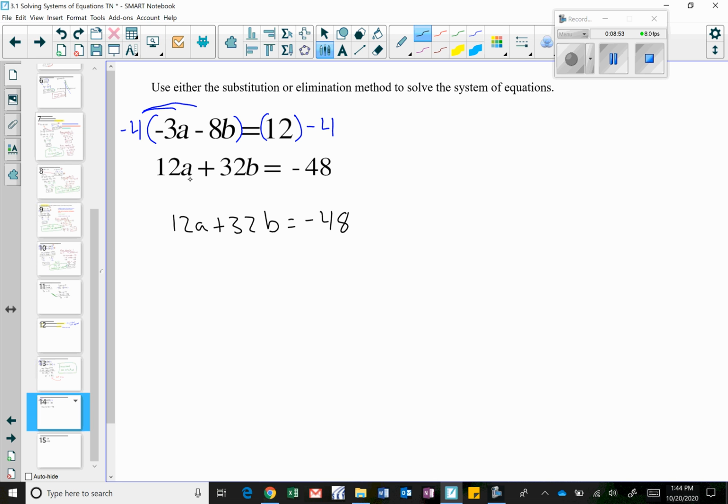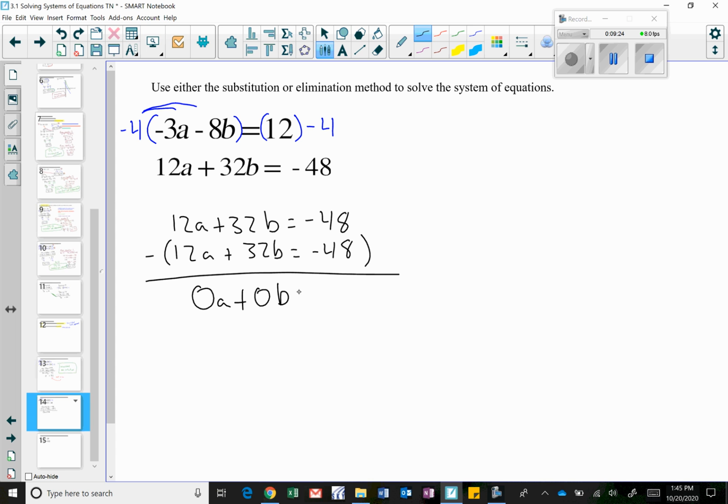Okay. And then let's also rewrite the bottom equation here. So 12a plus 32b equals negative 48. And I think we can see what's about to happen. We're trying to reduce our a's out, so let's go ahead and subtract that bottom equation. When I do that, I have 12a minus 12a, which is 0. Plus 32b minus 32b is another 0b. And then equals negative 48 minus negative 48 is, in fact, 0. When I reduce the left side here, I have 0 equals 0.